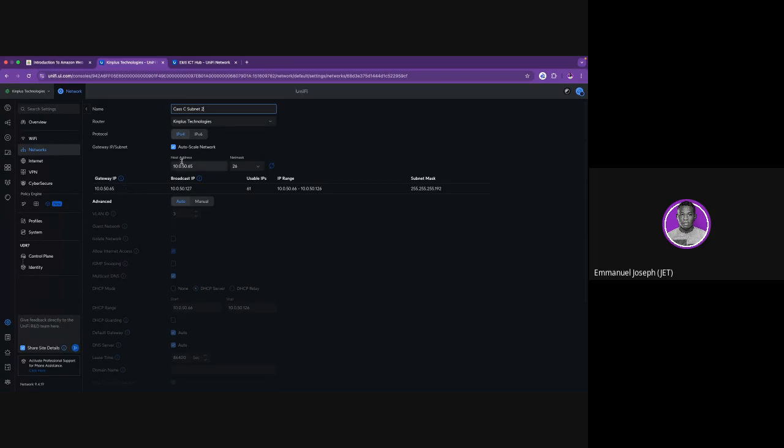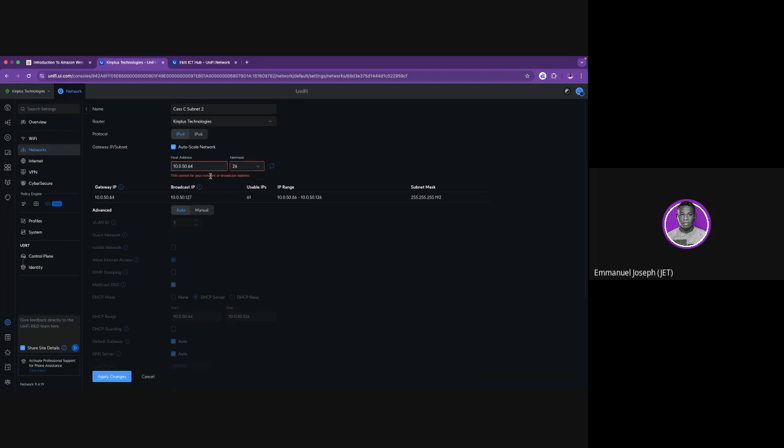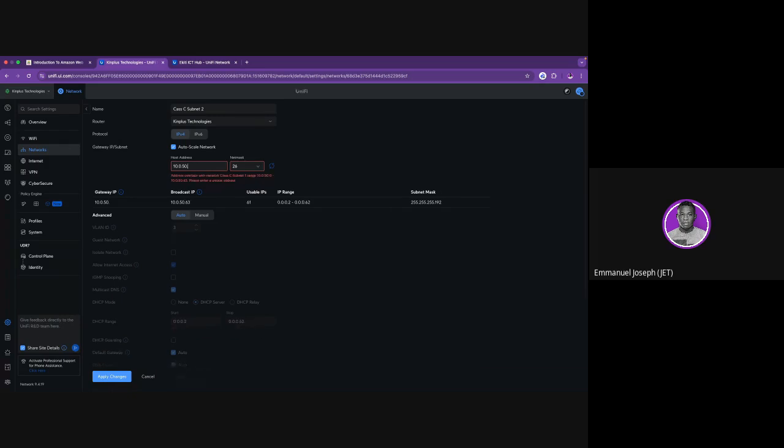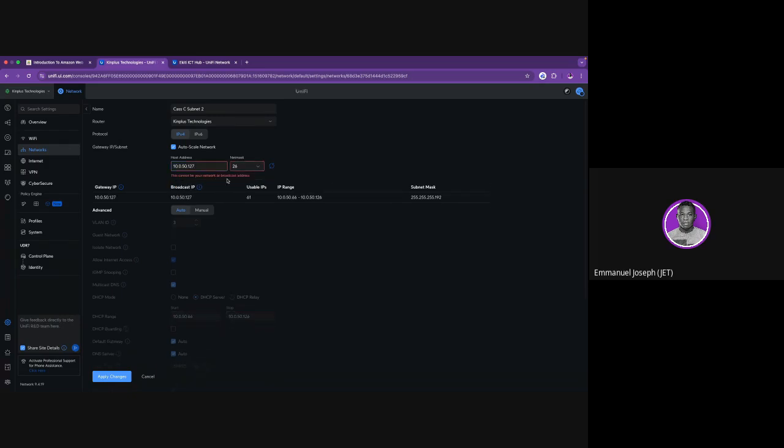So in this place, we are entering our host address. Our host address cannot be the network nor the broadcast IP. Remember, the broadcast IP is the last IP in that range, and the first IP in that range is for the network. So in this case, if we do 64 here, it will not go because 64 is the network address. And if we do 127, 127 will also not go because 127 is the broadcast address.